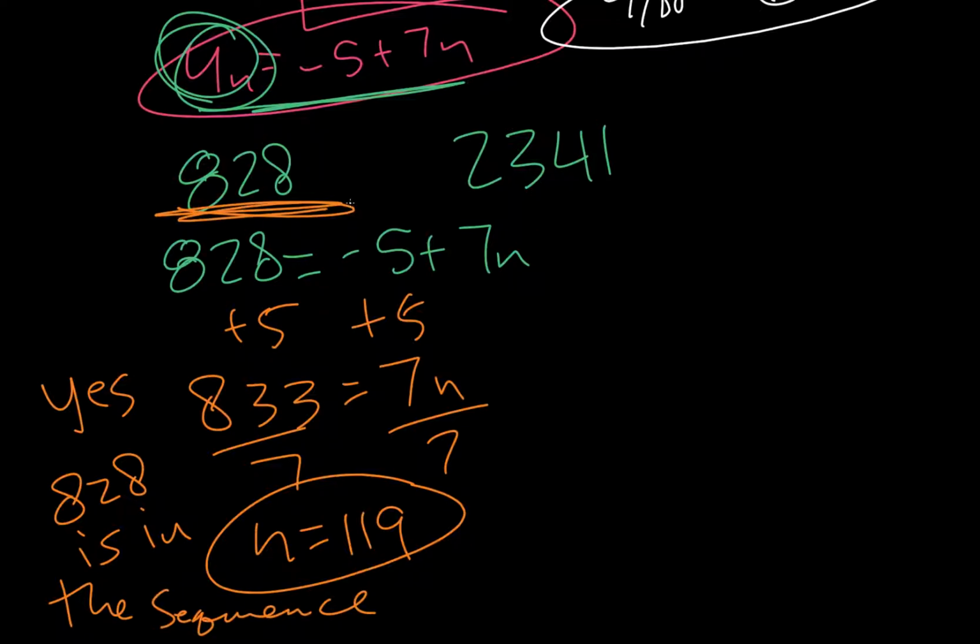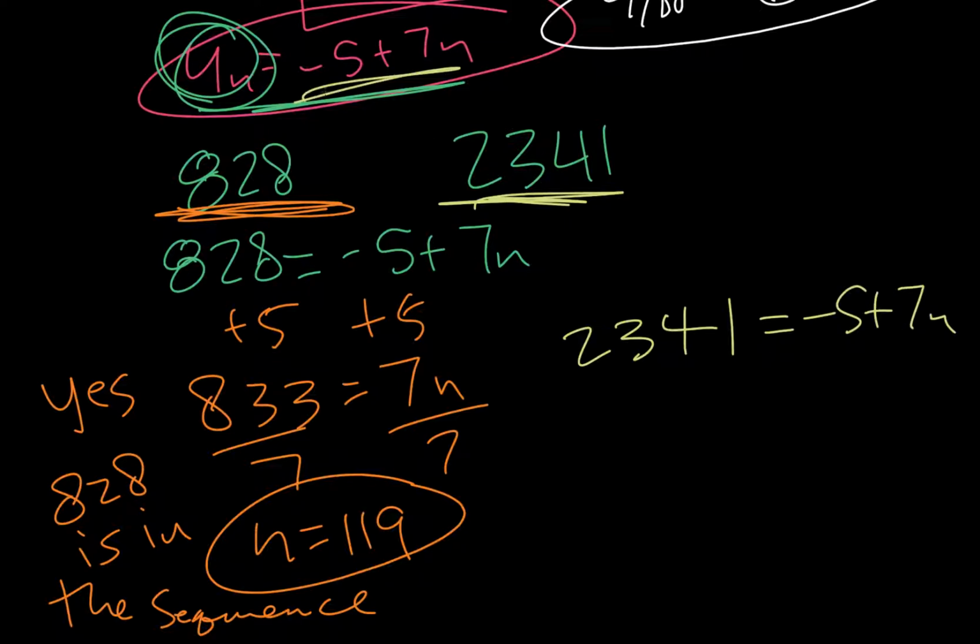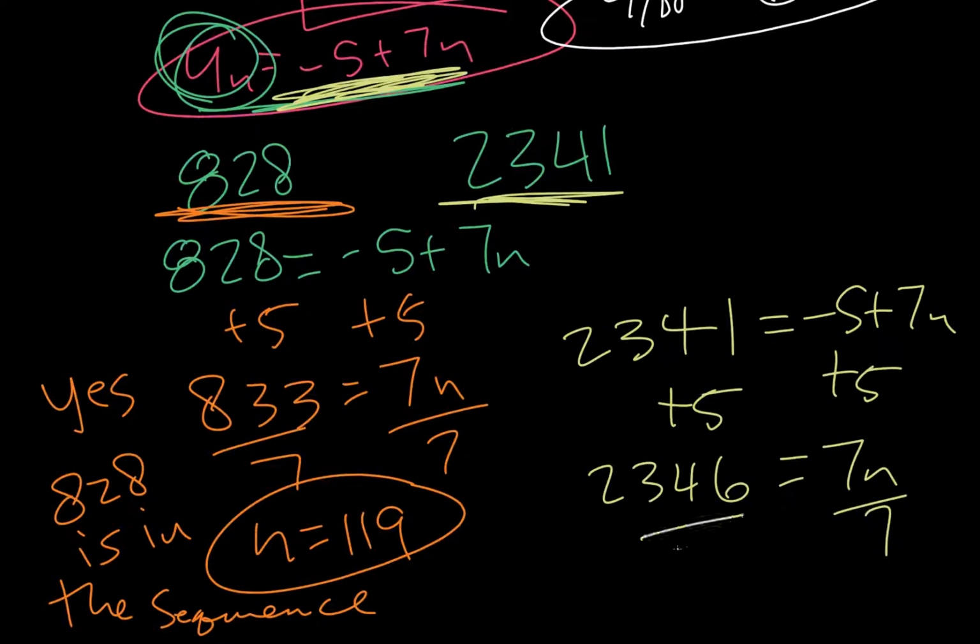Okay, so we come back up to this. All right, now we're going to test this one in a similar way. So 2,341 equals negative 5 plus 7n. Once again, I'm using this equation. So I add 5 to both sides. 2,346 equals 7n. Divide by 7, divide by 7. And n equals 335 and 1/7.